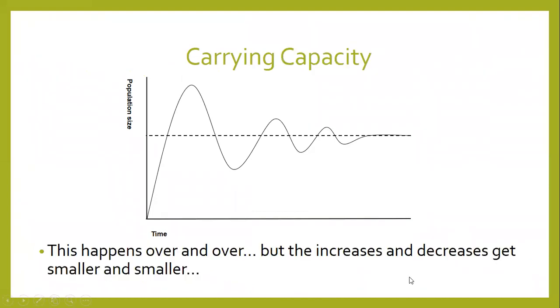This happens over and over, but the increases and decreases get smaller and smaller. So generally speaking, when a population starts, they will shoot way over carrying capacity because they're moving into that environment or something has happened to make that environment for a moment really, really good for that organism. So they breed and they breed out of control and they get really, really high. But then the natural environmental pressures or the limiting factors begin to squeeze them down.